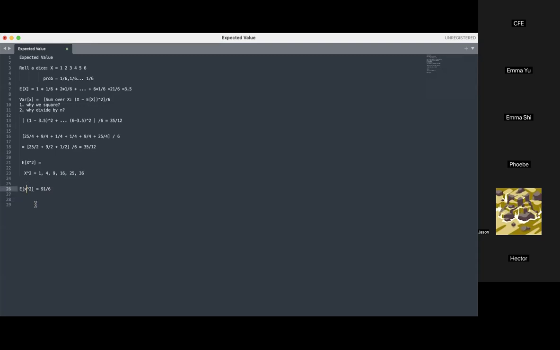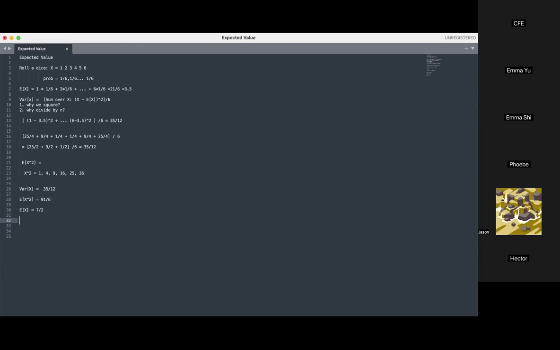So now we have calculated two things, right? This is called the variance of x. In the same setting, we know that the variance of x equals 35/12, and E[x squared] equals 91/6. I want you to calculate another thing. We also know E[x] is 3.5, so E[x] is equal to 7/2.